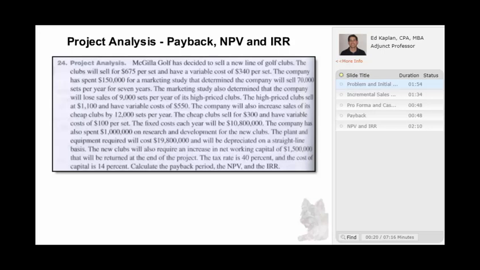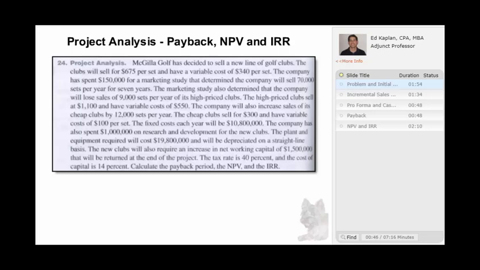7 years. The marketing study also determined that the company will lose sales of 9,000 sets per year of its high-priced clubs. The high-priced clubs sell at $1,100 and have variable cost of $550. The company will also increase sales of its cheap clubs by 12,000 sets per year. The cheap clubs sell for $300 and have variable cost of $100 per set.